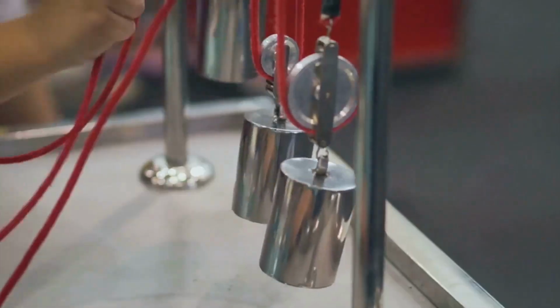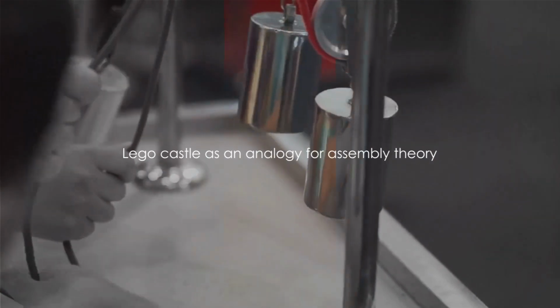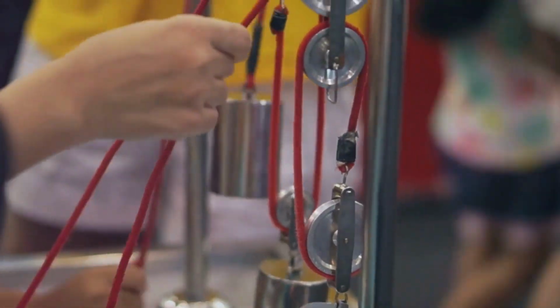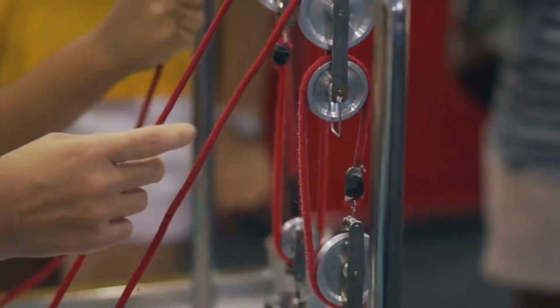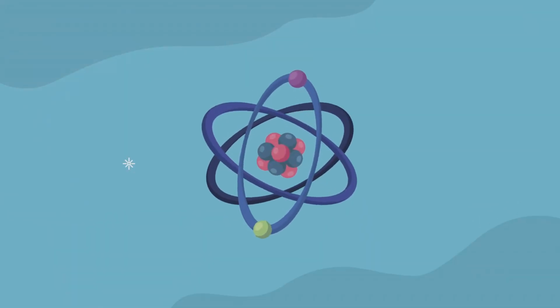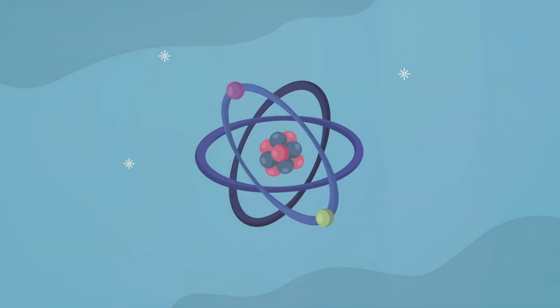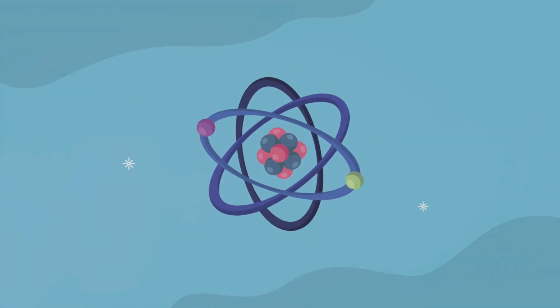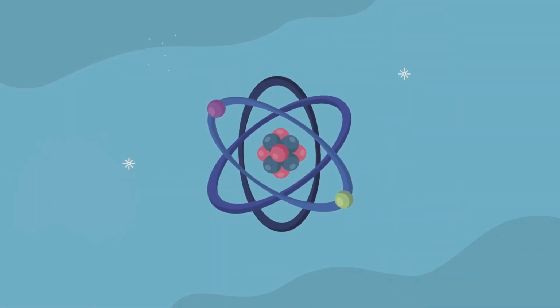Let's think about it for a second. Picture a Lego castle. It's finite, right? It's distinguishable from other objects and it persists over time, but it's also made up of many smaller blocks, the fundamental building units, if you will. Each block in turn contributes to the castle's final form. This is a rudimentary but apt analogy for how assembly theory views objects, but there's more.